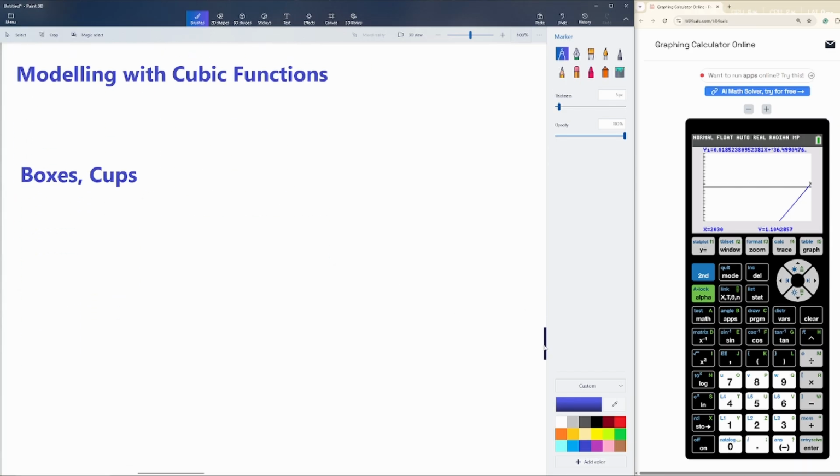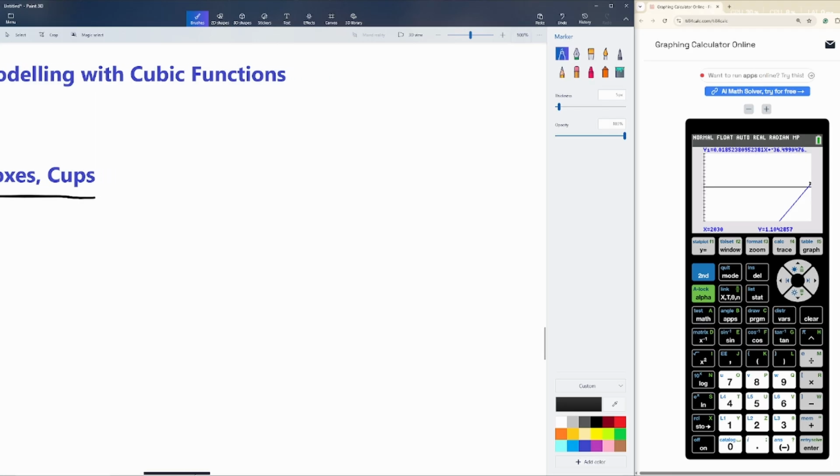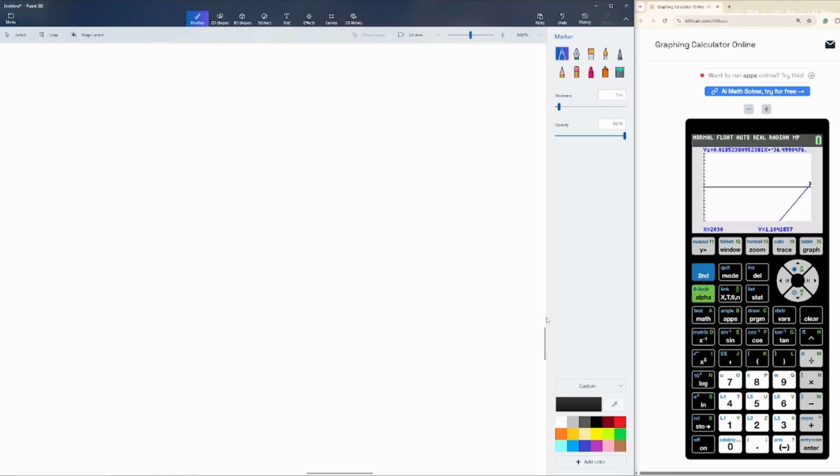So modeling with cubic functions as well. I will not go into this in much depth, but you should know that usually when you're asked to use this, it's to find the volume of boxes or cups. You can find the maximum volume, the minimum volume, and usually I think there are quite easy exercises as well.